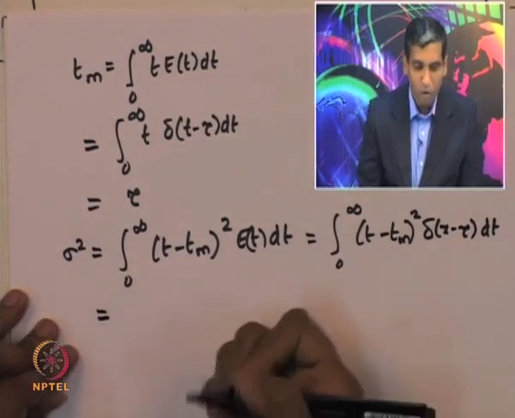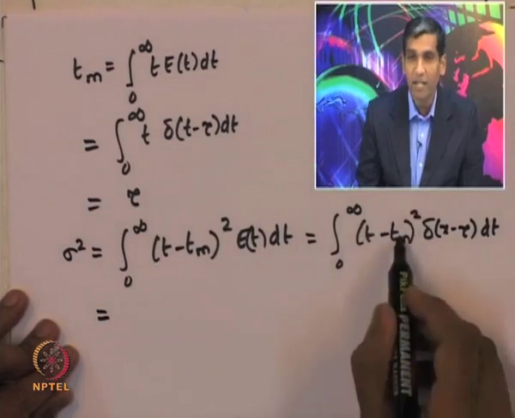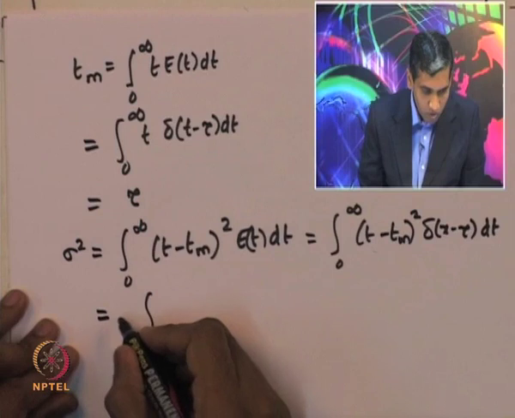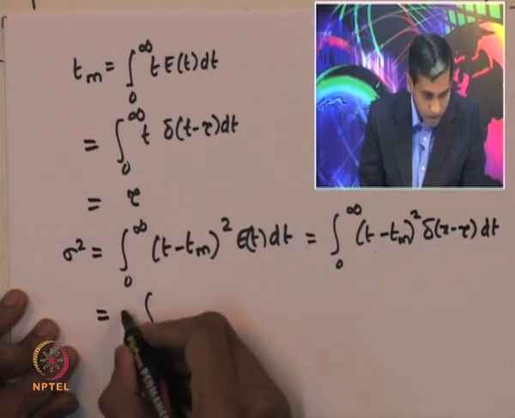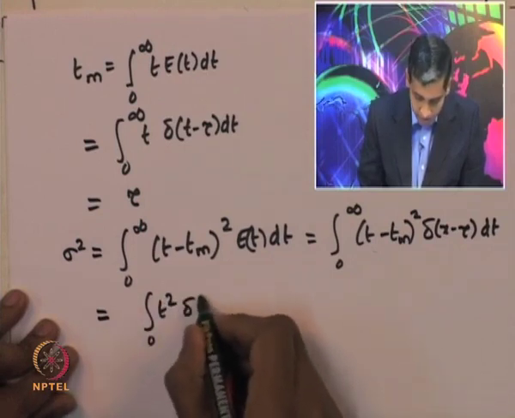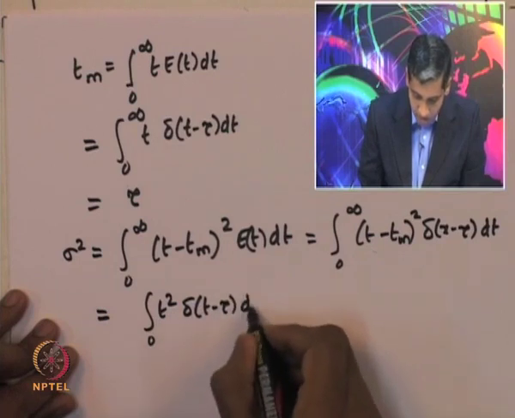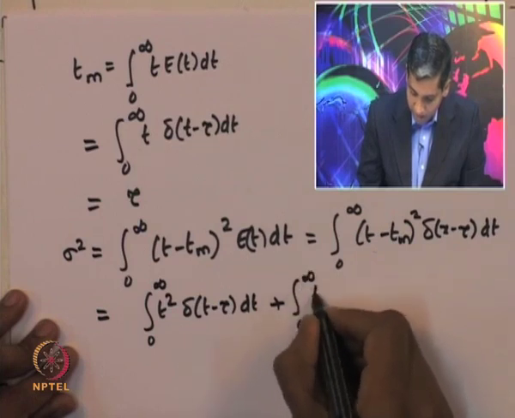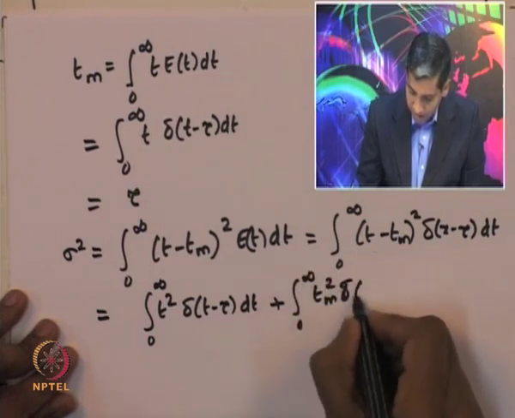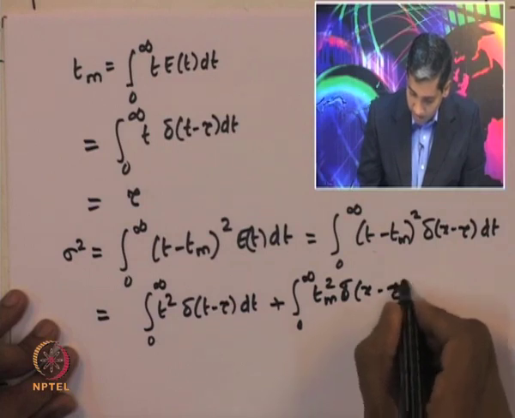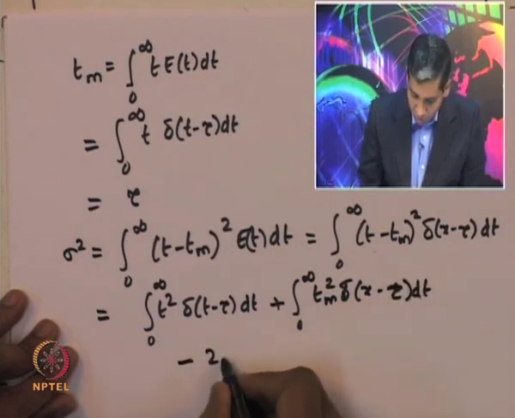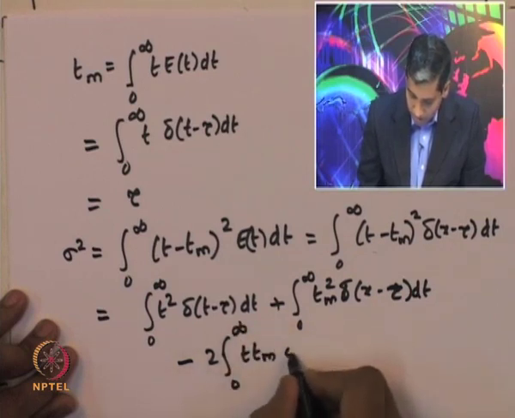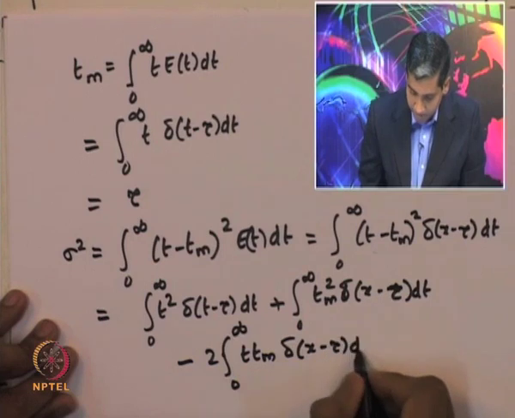And so, now we open up the (T minus T_m) whole square, and then if one integrates, we will find that this essentially reduces to the integral from 0 to infinity of T square into delta of T minus tau dt, plus the integral from 0 to infinity of T_m square delta of t minus tau dt, minus 2 times the integral of t into T_m into delta of t minus tau dt.